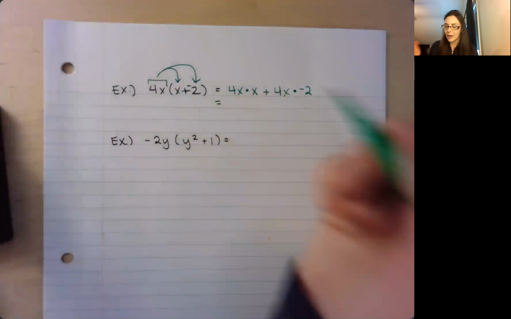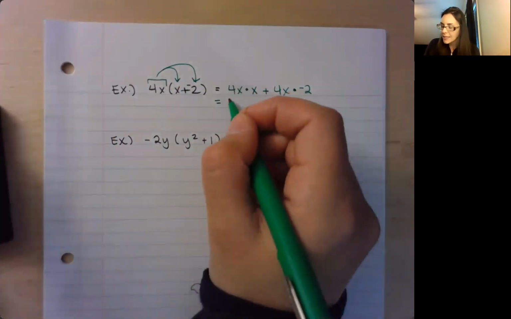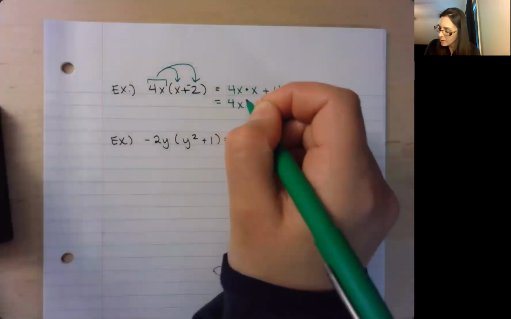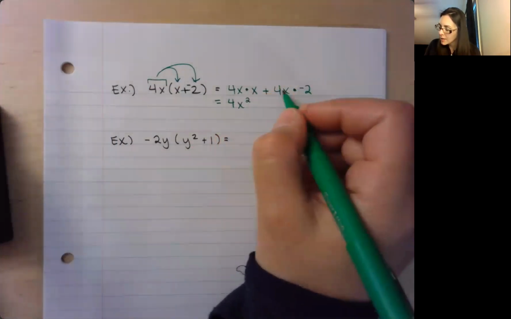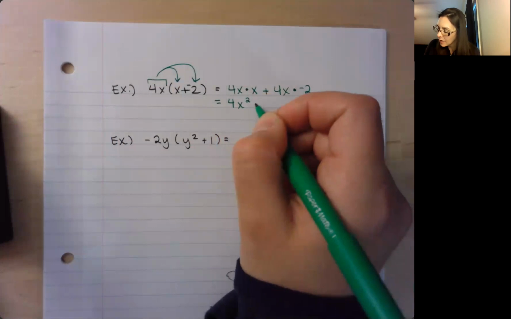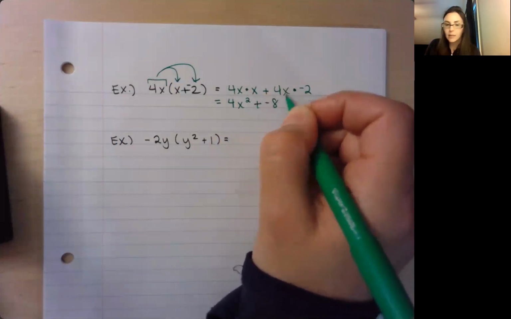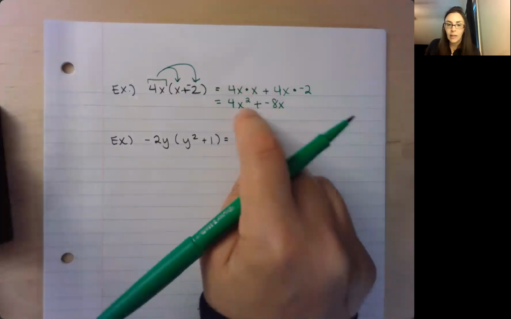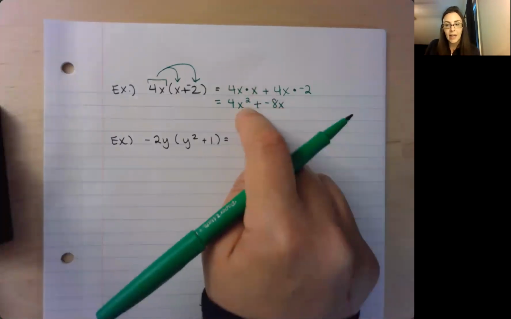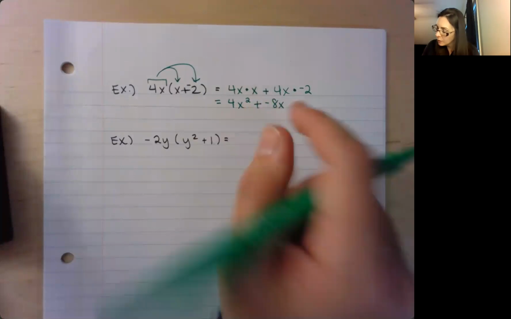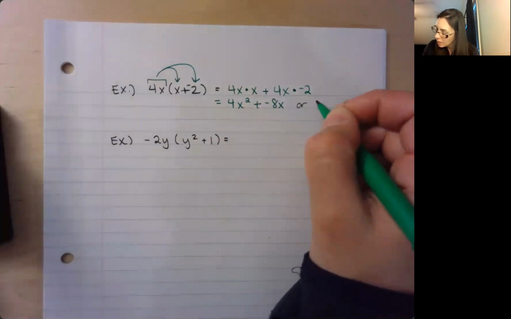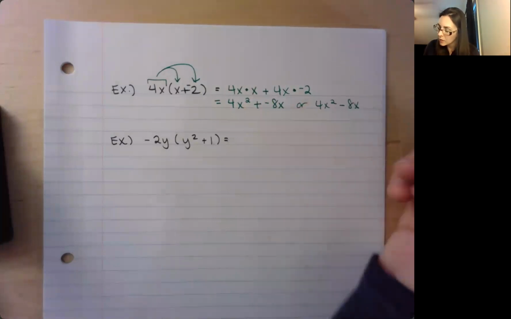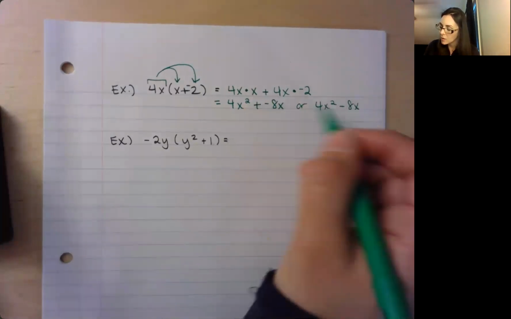Now, let's think a little bit here. X times x, well, I have 2 x's, so that's going to be x squared. And then 4 times negative 2 is negative 8, and just the 1x. Now, I cannot add these because these are unlike terms. One has an x squared, one has an x, so they're different. So this is fine for your final answer, or if you had it as negative 8x, or sorry, minus 8x, that's fine too. Adding a negative and a minus are the same thing.